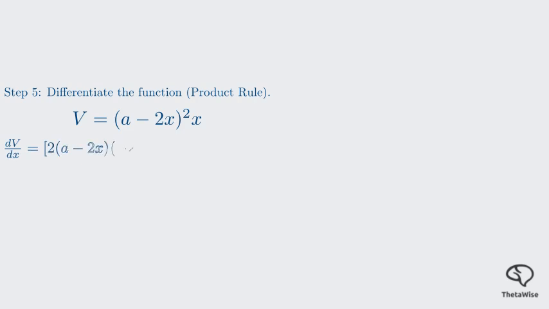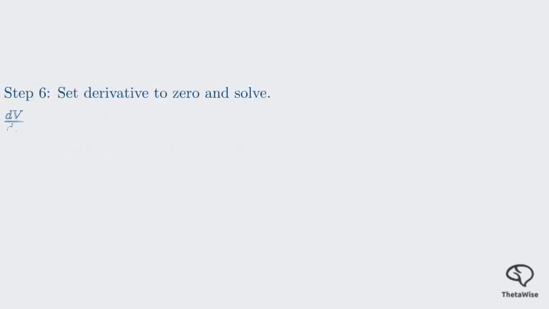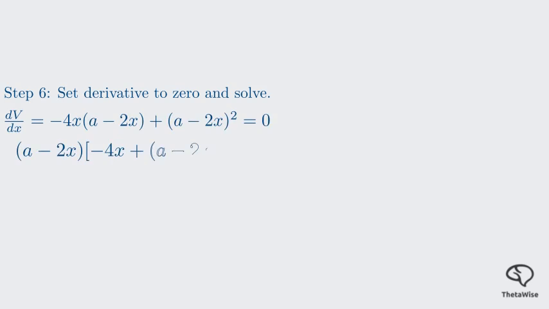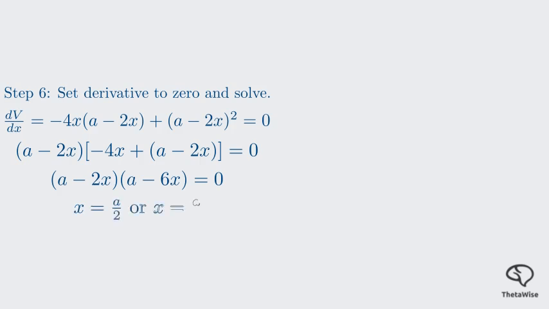The derivative of the first part, a minus 2x squared, is 2 times a minus 2x times negative 2. The second part is just x. This gives us dV over dx equals negative 4x times the quantity a minus 2x plus the quantity a minus 2x squared. Now we set this derivative to 0 for the maximum. Here's a clever way to solve this. Instead of expanding, we can see that a minus 2x is a common factor. Let's factor it out. This leaves us with a minus 2x times a minus 6x equals 0. This gives us two possible solutions: x equals a over 2 or x equals a over 6.